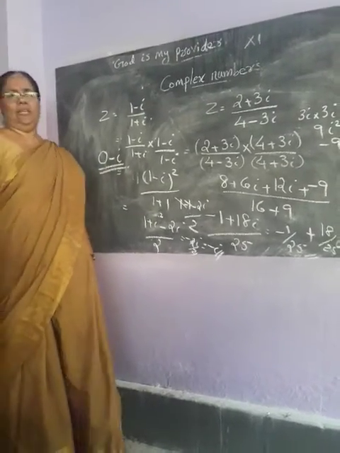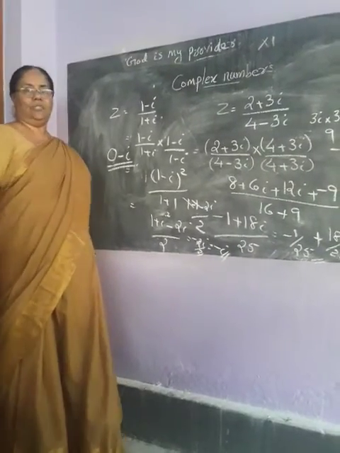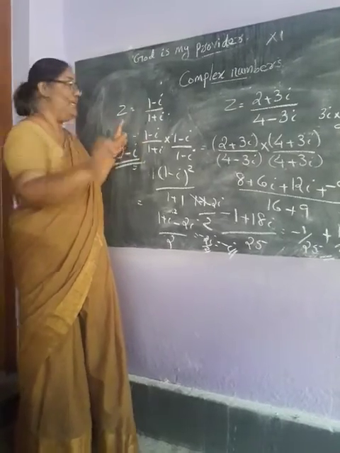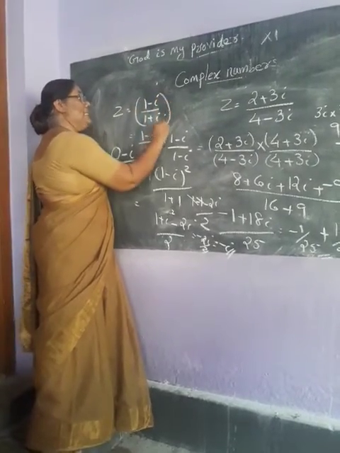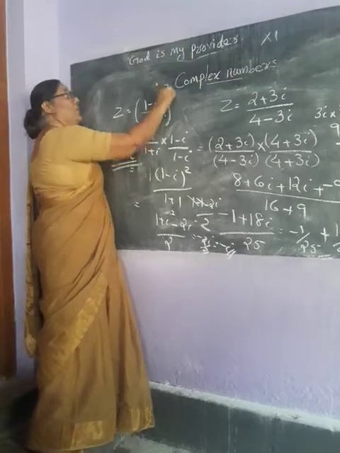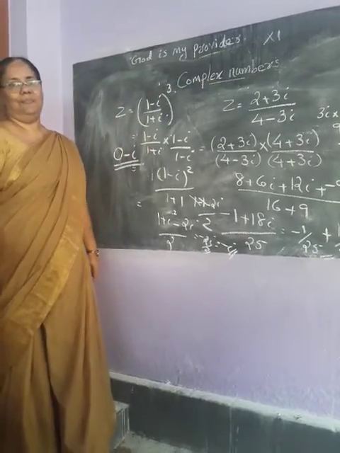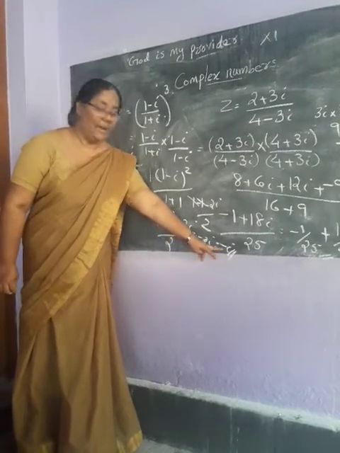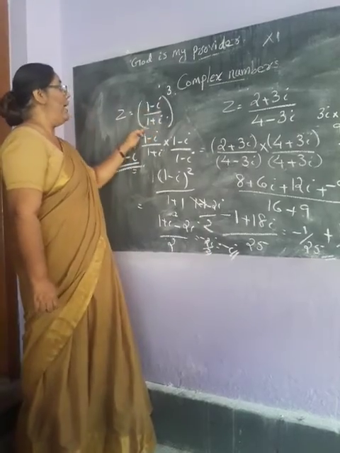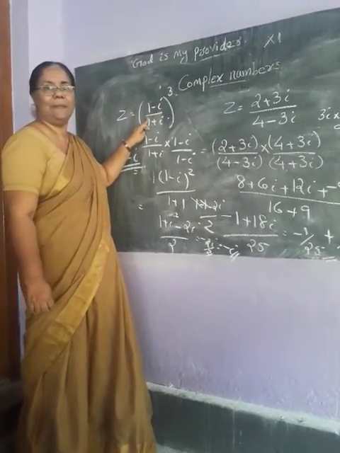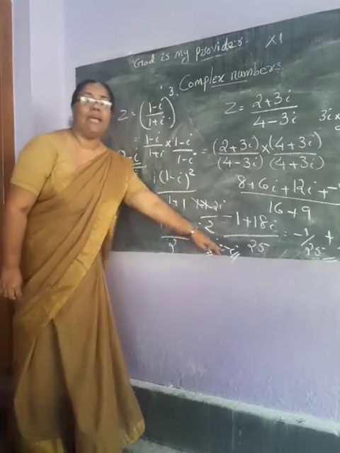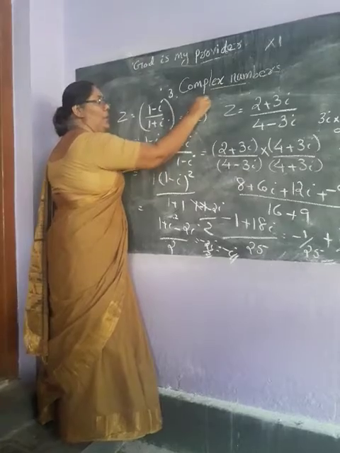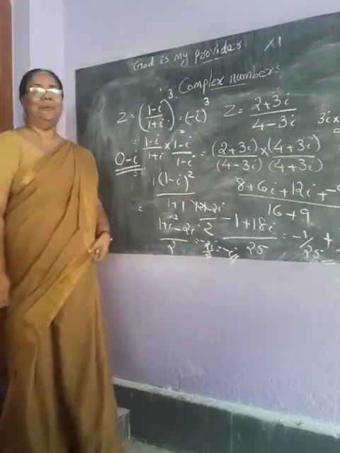Write the same question, and the question changes. Listen. The next question: 1 minus i by 1 plus i the whole cube. Suppose the question is this. The first step is the same up to minus i. That means you find the answer for this base. Base answer is minus i. Therefore, the last step is minus i the whole cube.